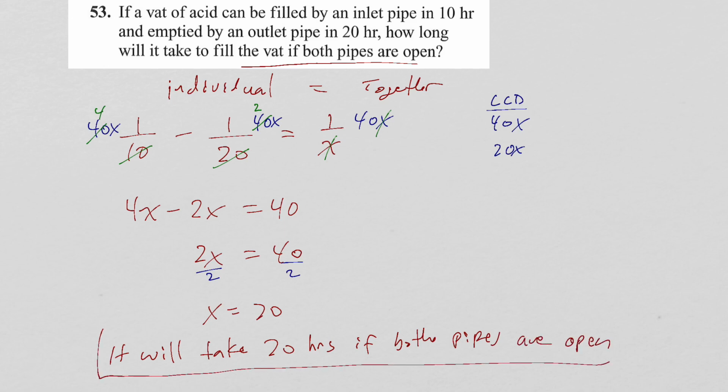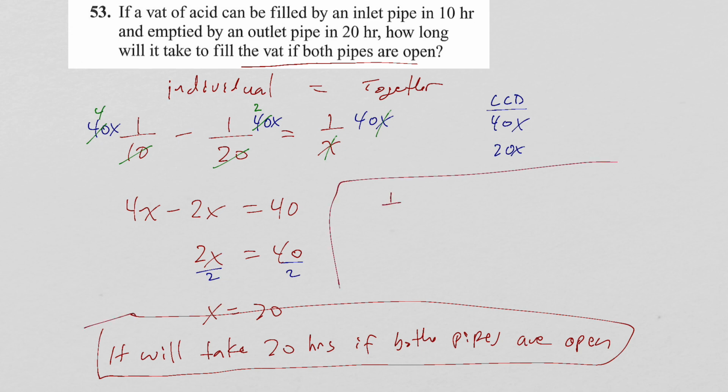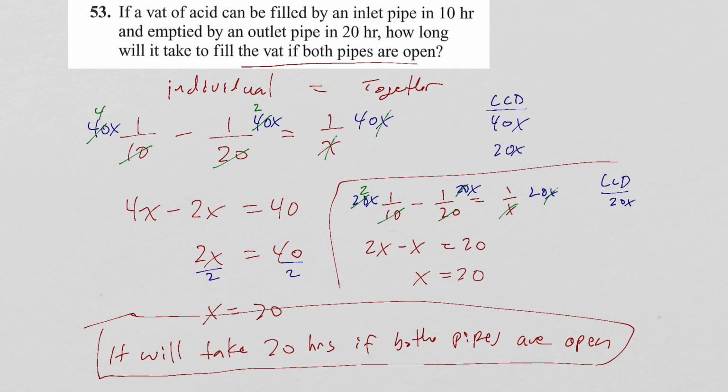Now I want to show you what would have happened if I had used 20. So pretend 1 over 10 minus 1 over 20 equals 1 over x. If I realized that the LCD was 20x, then 10 goes into 20 two times, so you have 2x here. Here the 20s cancel, so you have negative x. And here the x's cancel, so you have 20. And 2x minus 1x is x equals 20. You still get the same answer.